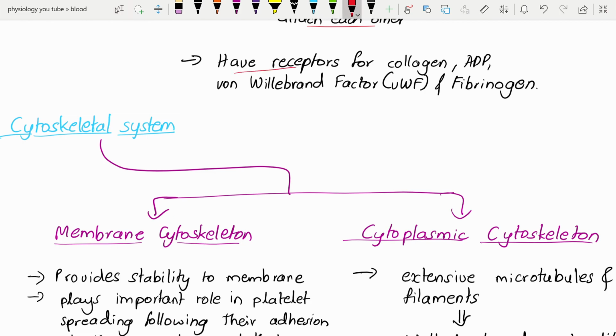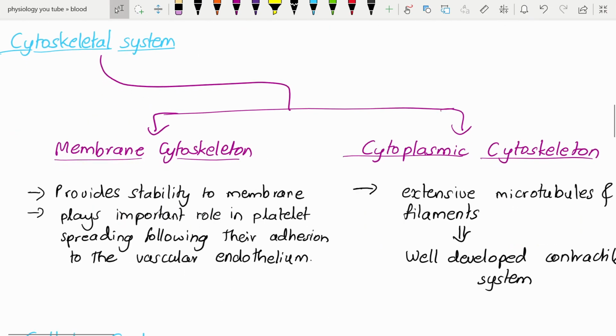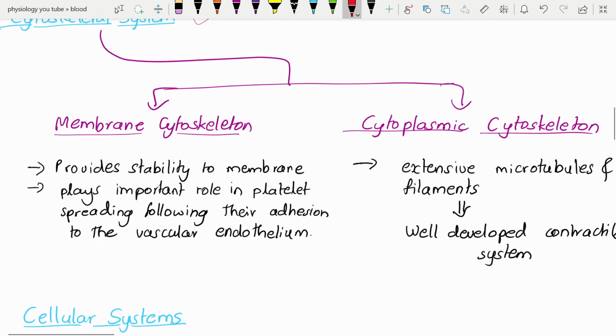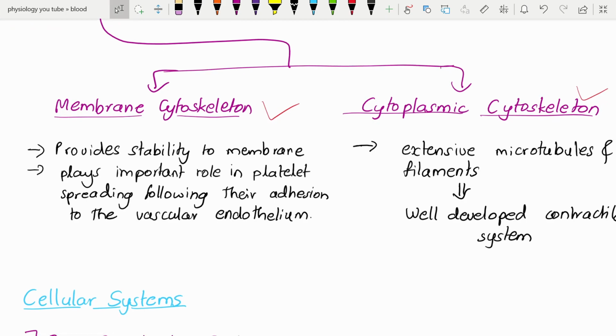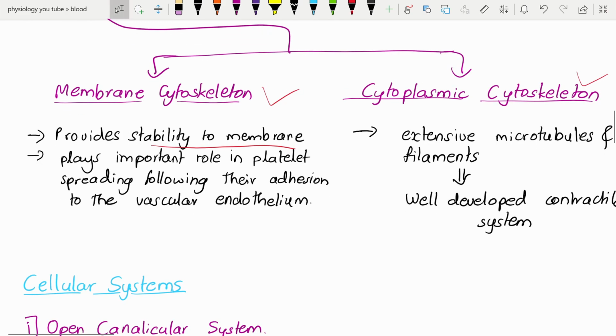It has receptors for collagen, ADP, von Willebrand factor and fibrinogen. Cytoskeletal system: two cytoskeletal systems, the membrane cytoskeleton and the cytoplasmic cytoskeleton. The membrane cytoskeleton provides stability to the membrane and plays an important role in platelet spreading following their adhesion to the vascular endothelium. So once they get attached to the vascular endothelium, it helps in spreading.